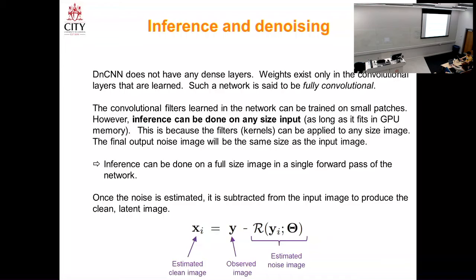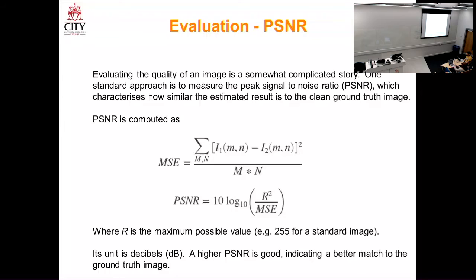So anyways, once you estimate the noise, that's what this network does, then you can subtract it from the observation, and that will give you the clean latent image. So this is how DnCNN works. You estimate the noise and then subtract it off from the observed image. Does that make sense? Okay, so we talked about DnCNN. Hopefully you have a feeling for how it works.